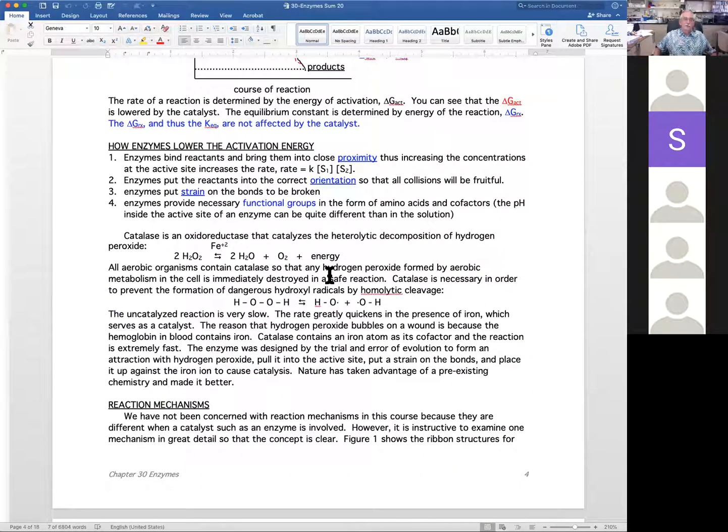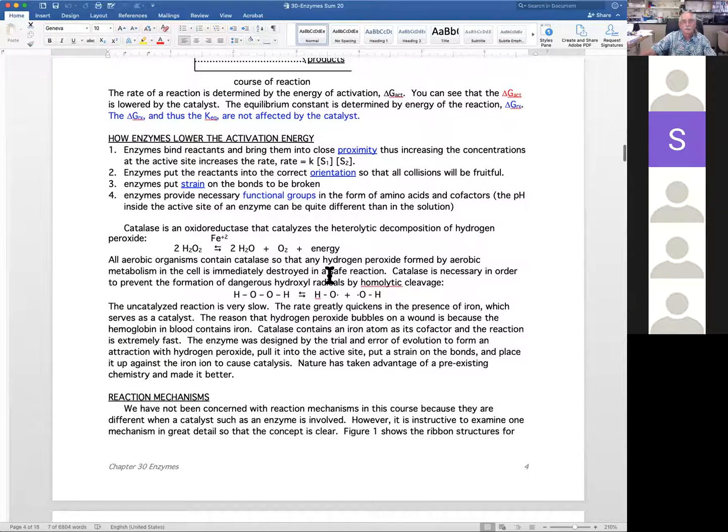And then finally, they provide functional groups. So the functional groups can be acidic, they can be basic, they could be a metal ion that can either donate electrons or accept electrons for a temporary situation, right? Cofactors.